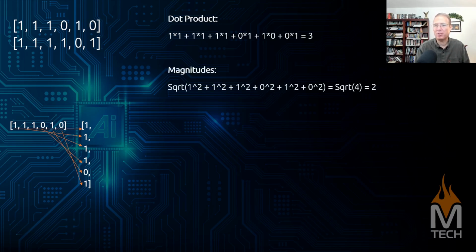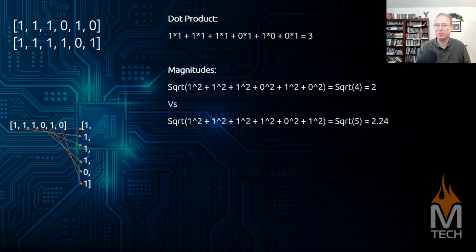Then we need to find the magnitude. The way you would do that is you would square each of the numbers, add them up, and then take the square root of the result. Recall that that is the way you would find the distance between two points in a 2D space. It's just that in this case, we're generalizing to a hyperdimensional space beyond two dimensions. So basically, it's just the distance formula.